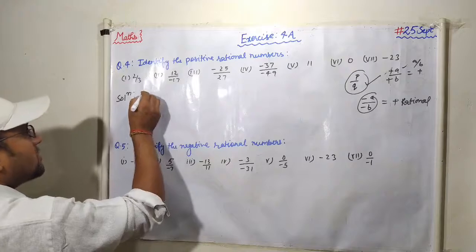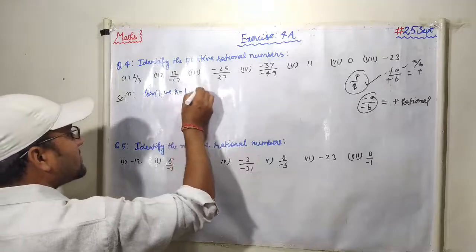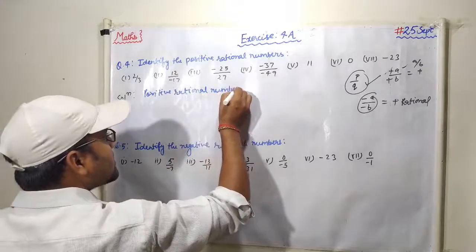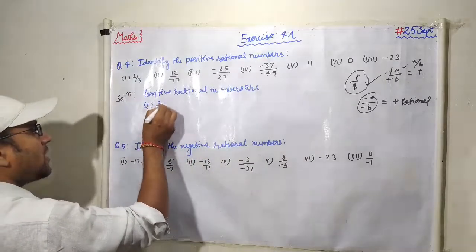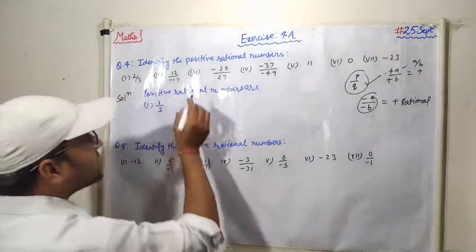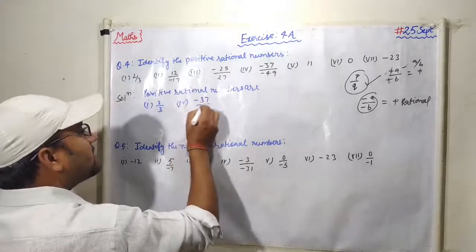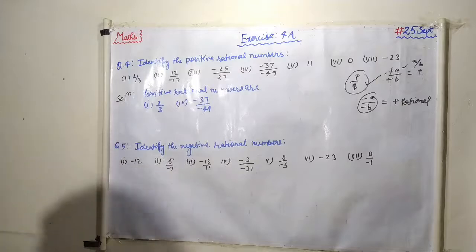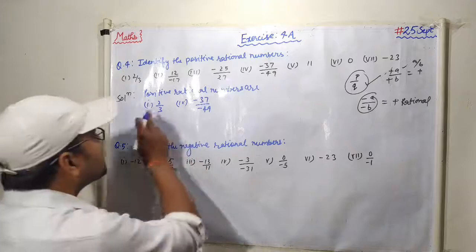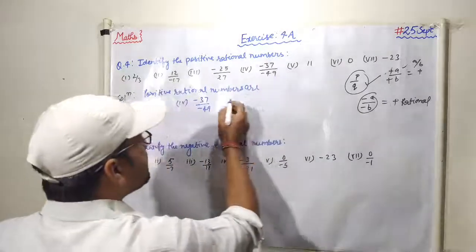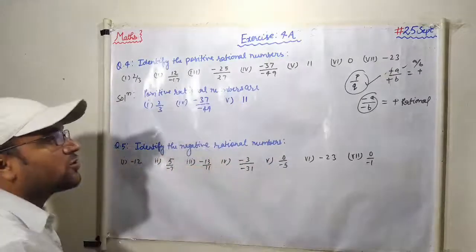So I think the first one. Positive rational numbers are: the first one is 2 upon 3. Then the fourth one, minus 37 upon minus 49. Both are negative, numerator and denominator both are negative, then it is also a positive rational number. So first, fourth, and then the fifth one is also 11. 11 upon 1 means both are positive, then it is also a positive rational number.